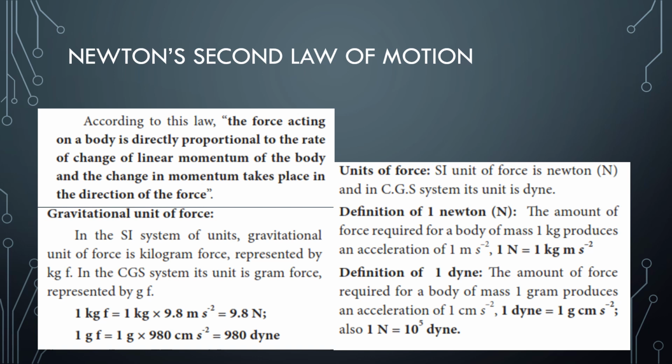Gravitational unit of force. In the SI system of units, the gravitational unit of force is kilogram force, represented by kgf. In the CGS system, its unit is gram force, represented by gf. That is, 1 kgf is equal to 1 kg into 9.8 meter per second squared, which is equal to 9.8 Newton. 1 gf is equal to 1 g into 980 centimeter per second squared, which is equal to 980 dyne.